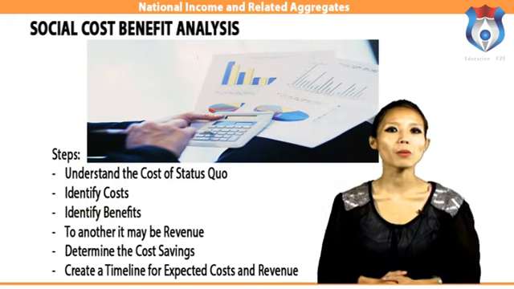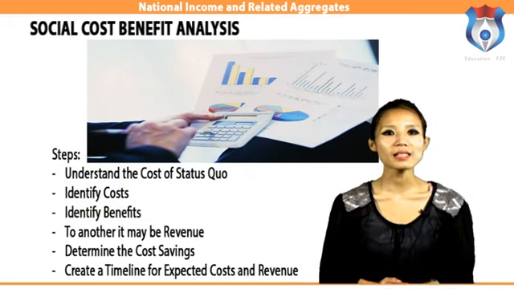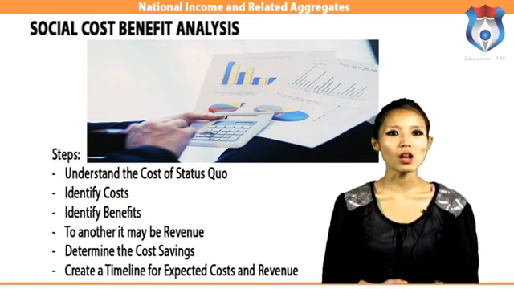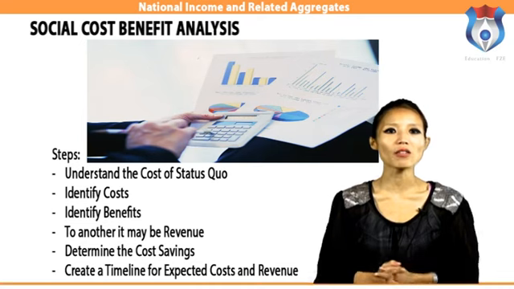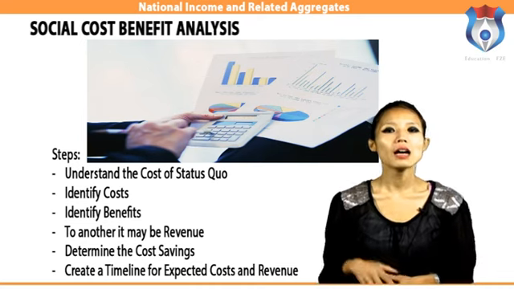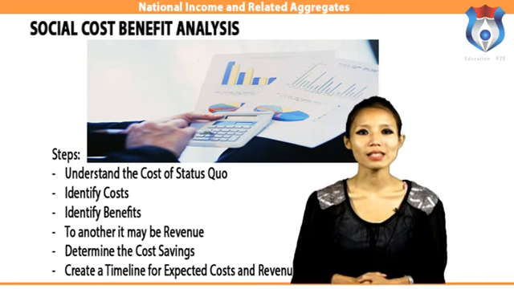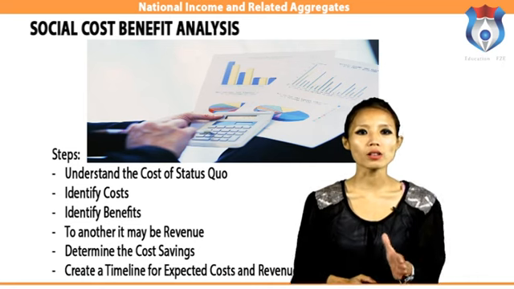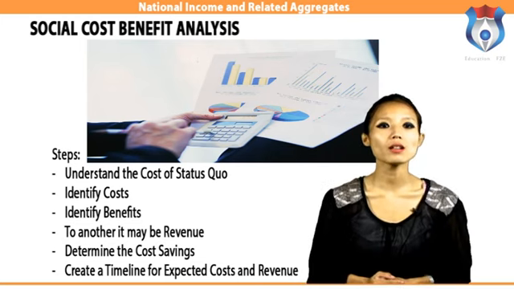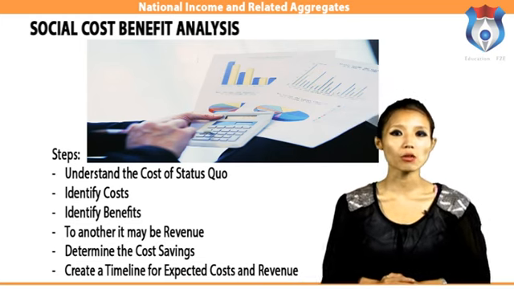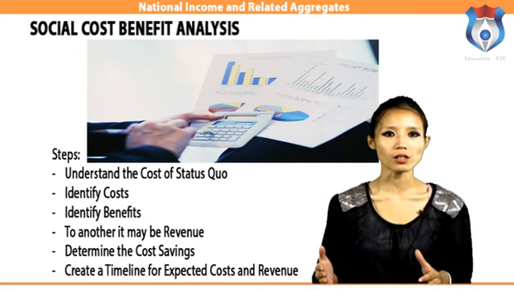Let's look at the steps involved in cost-benefit analysis. There are mainly 6 steps. Understand the cost of the status quo. We need this to measure the relative merit of an investment against the do-nothing option. Sometimes doing nothing is the right decision. Identify costs. Consider upfront costs as well as any in future years. Almost any initiative, repeat, almost any initiative will have upfront costs.